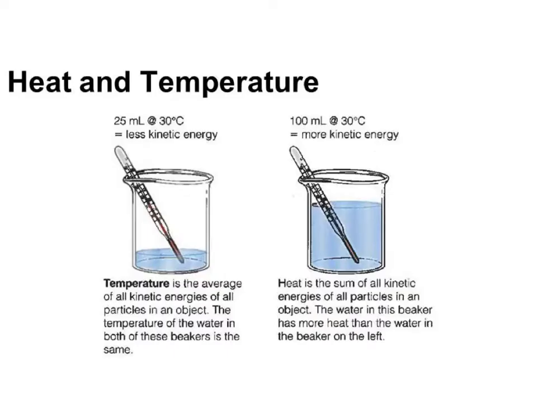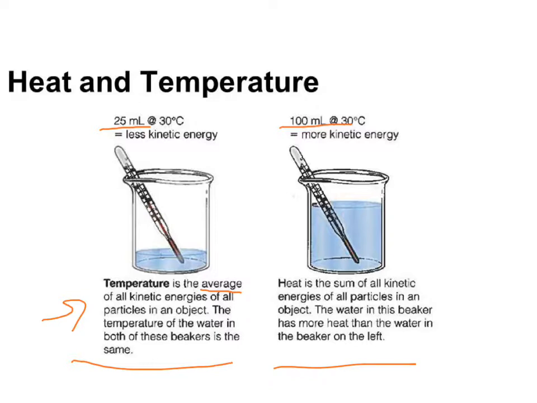So, heat and temperature. If we look at our few definitions right at the bottom, temperature is the average of all kinetic energies of the particles in an object. And the key word here is average. The temperature of the water in both of these beakers is the same because it's the average of all kinetic energies. It doesn't matter if you have 25 milliliters or 100 milliliters.